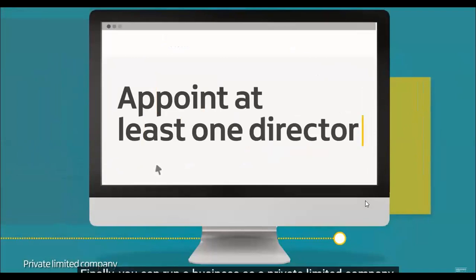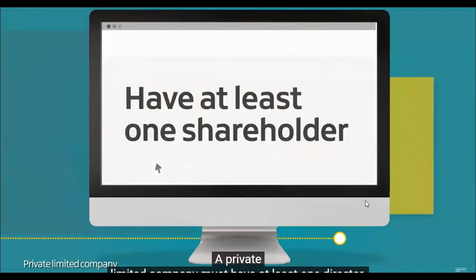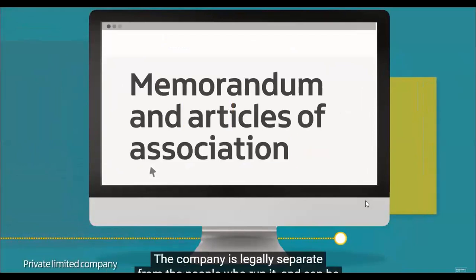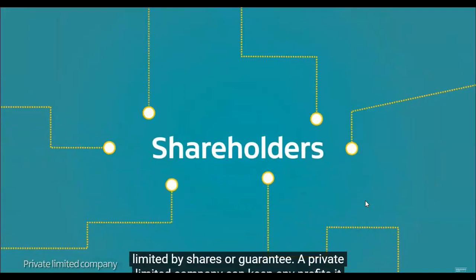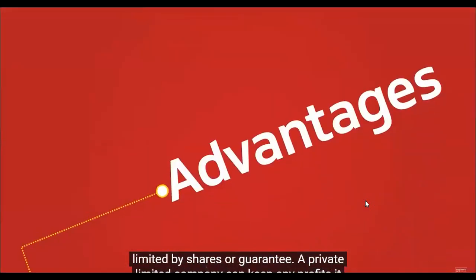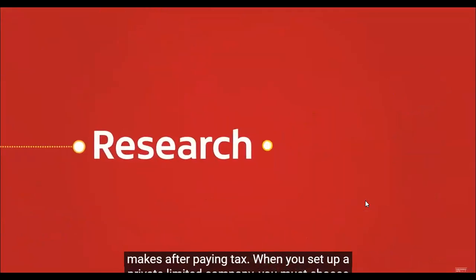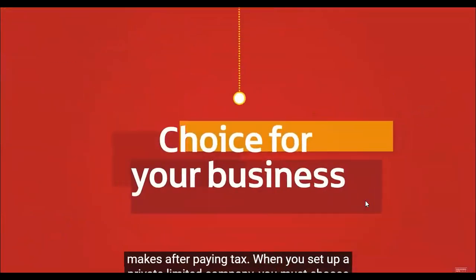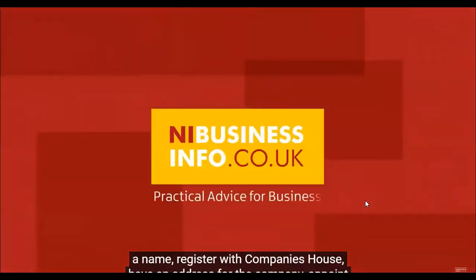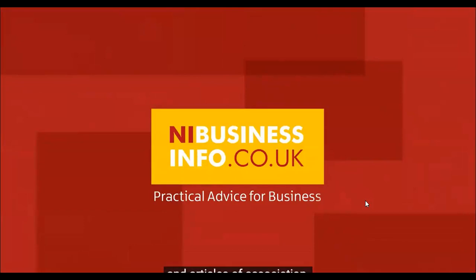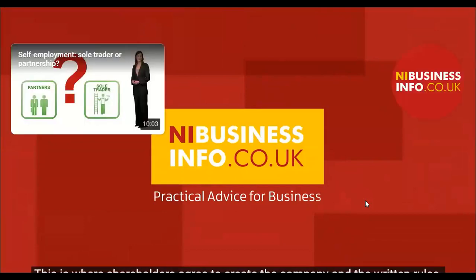Finally, you can run a business as a private limited company. A private limited company must have at least 1 director. The company is legally separate from the people who run it and can be limited by shares or guarantee. It can keep any profits it makes after paying tax. When you set up a private limited company, you must choose a name, register with Companies House, have an address for the company, appoint at least 1 director, and have at least 1 shareholder, in addition to the memorandum and articles of association. This is where shareholders agree to create the company and the written rules.